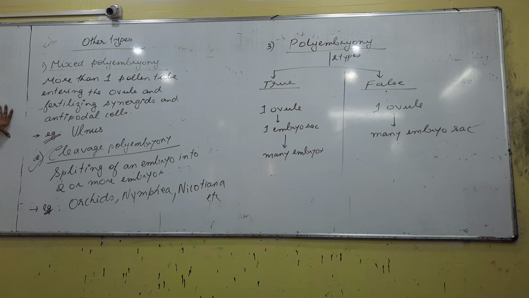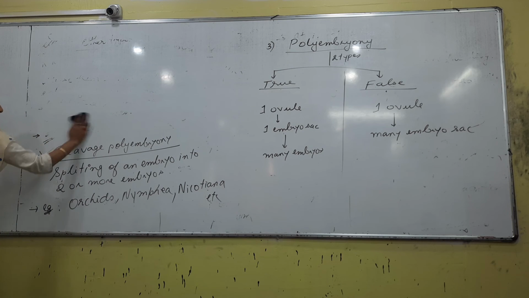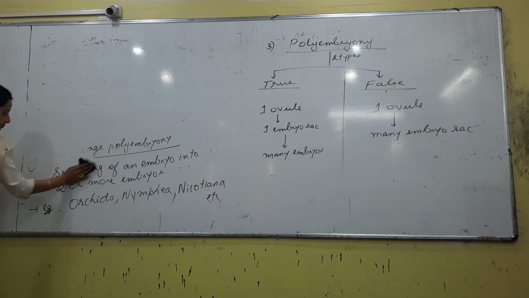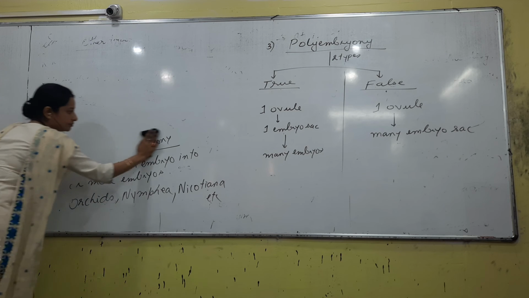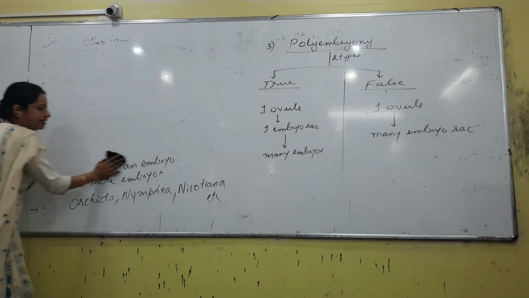If you have one ovule with many embryos inside one embryo sac, that process is called true. If you have one ovule with many embryo sacs inside it, that is called false. Which of these are examples? Orchids, Nymphaea, Nicotiana.